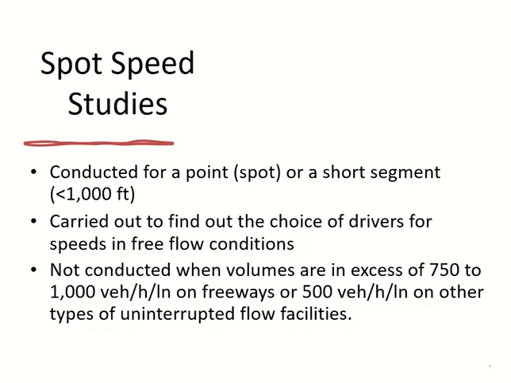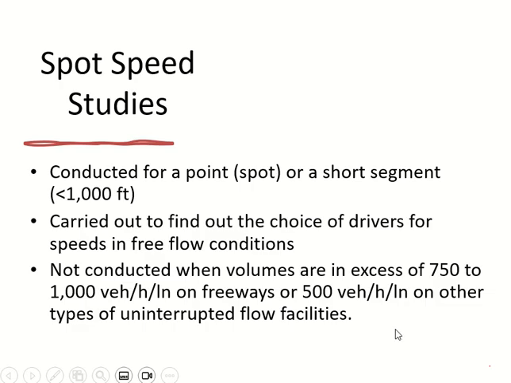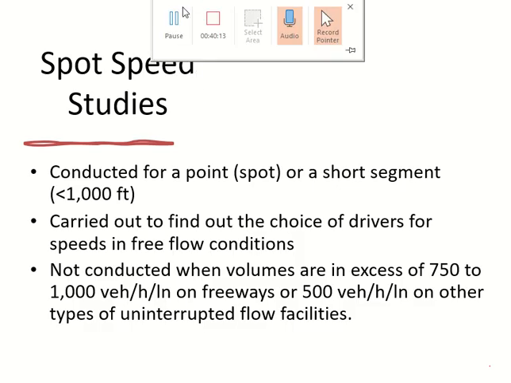In most of the cases, between 750 to 1000 is considered low enough to do spot speed studies. So these are again extreme values. Lower is better. In the case of distance as well as volume, lower is better. But if you have to account the volume, then you should not go more than these values. The volume should not be more than these values. Now you have seen that running out of battery. Just give me a couple of seconds to put it on charge.